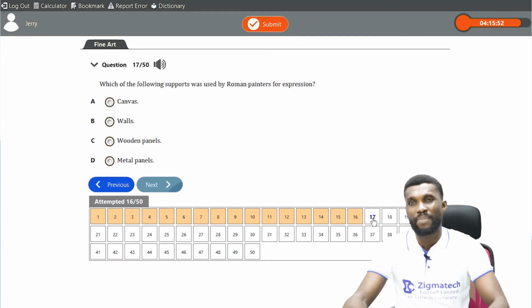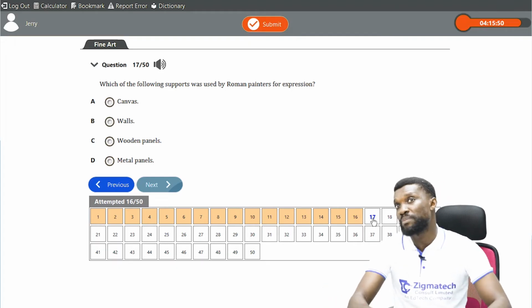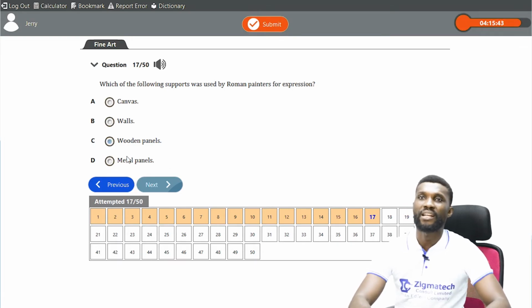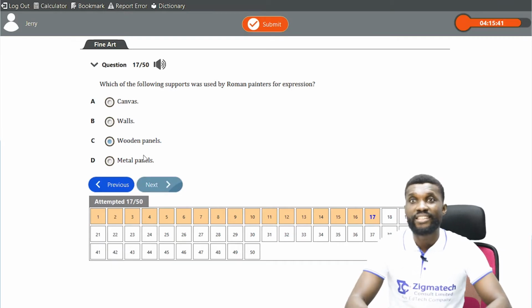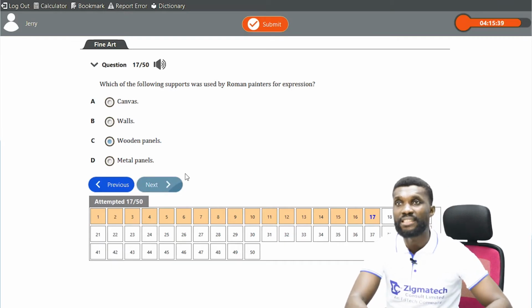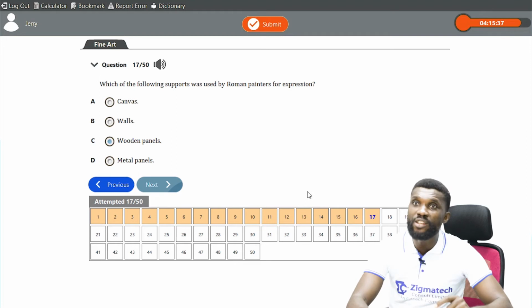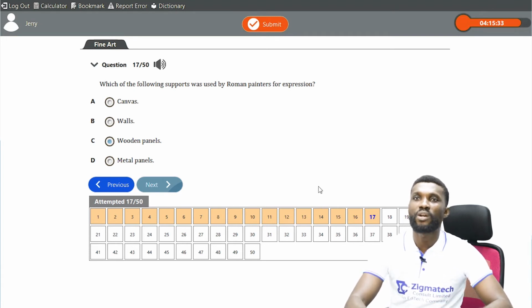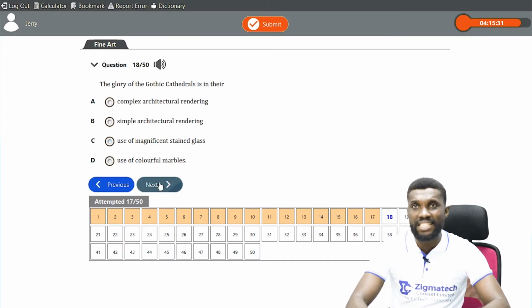Now if you watch the Roman painters, they paint a lot on the wall and then they use most of their wooden panels. You see very creative works on wooden panel. Therefore, they do most of their expressions on what? Wooden panels. Therefore, our answer is what? C, which is the wooden panel. That is why they do many of their paintings for the expressions. All right. So now let's look at the next one, which is question number 18.